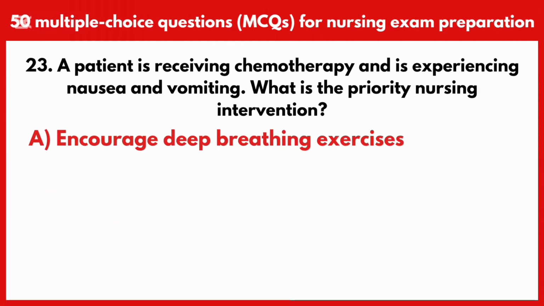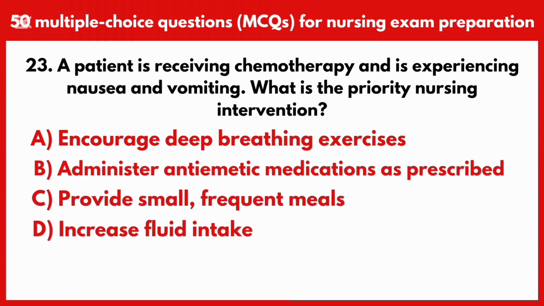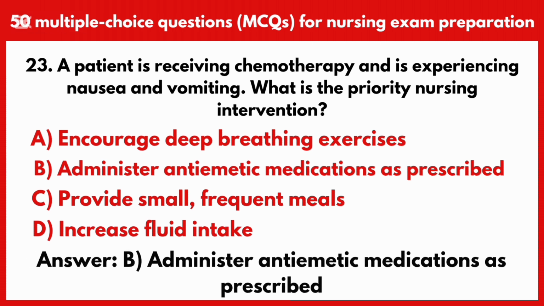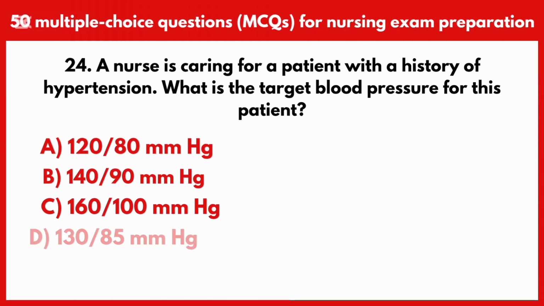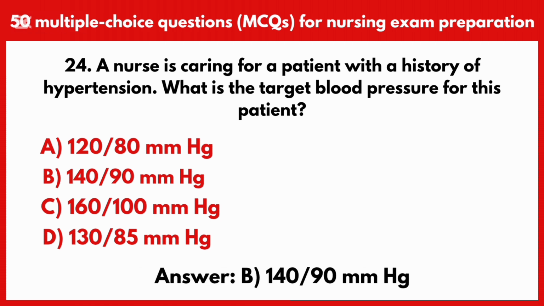A patient is receiving chemotherapy and is experiencing nausea and vomiting. What is the priority nursing intervention? Correct answer is option B. A nurse is caring for a patient with a history of hypertension. What is the target blood pressure of this patient? Correct answer is option B, 140/90 mm of mercury.